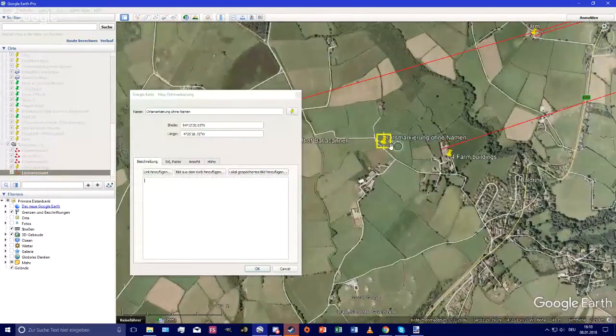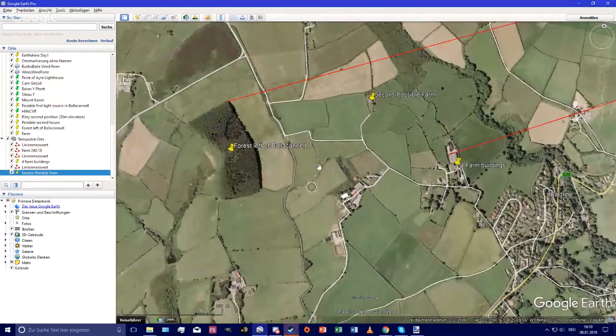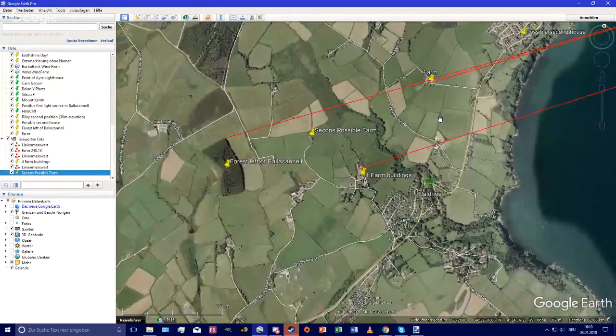So let me just mark the second possible farm. Yes, that does line up with the damage, doesn't it? Yes, it lines up perfectly with the damage. That might be even better than the one we had before.